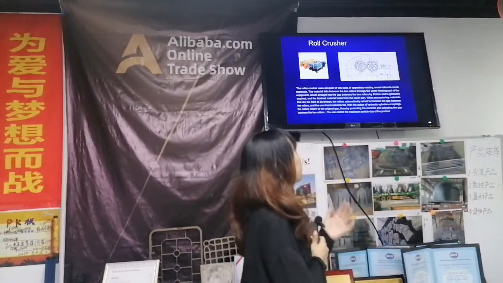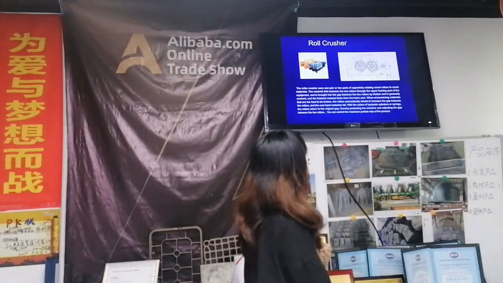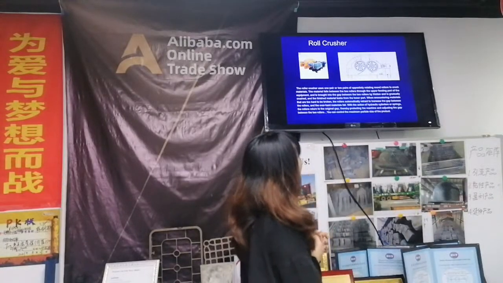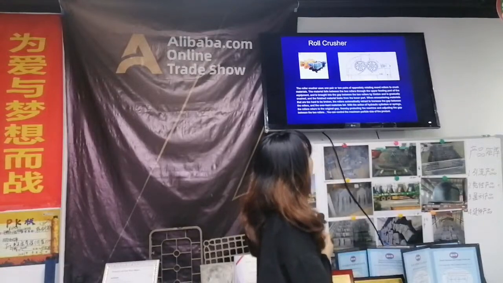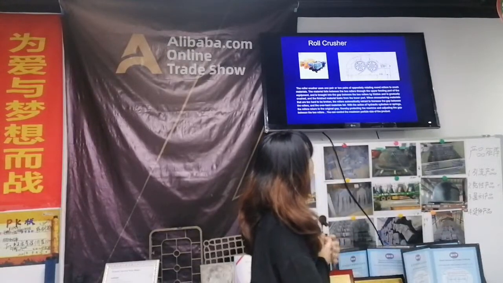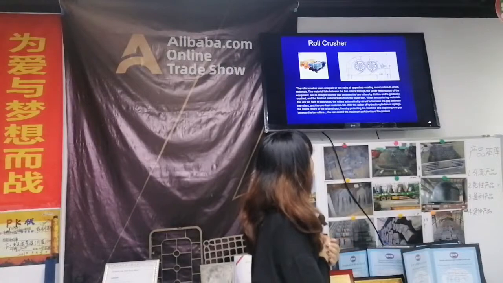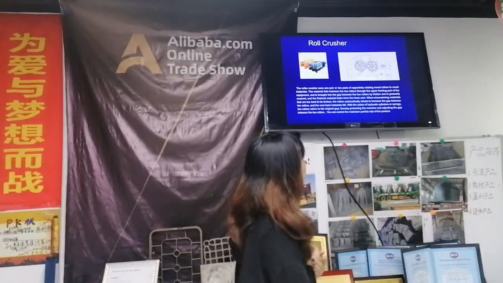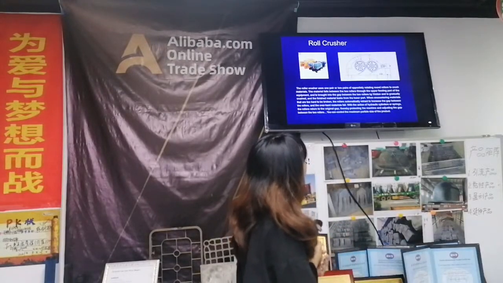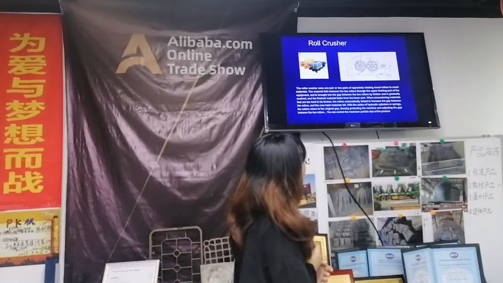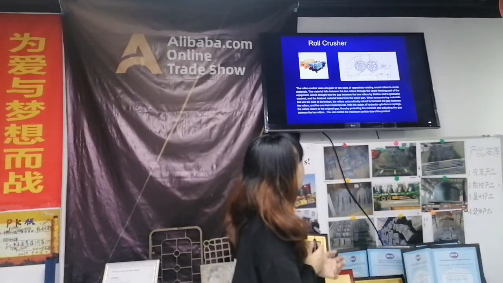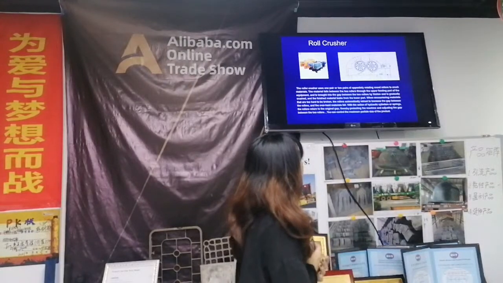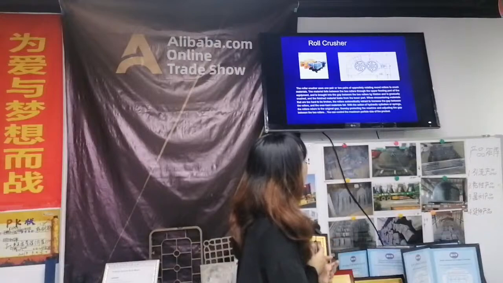Roll crusher, there are two pictures, you can see it. The roll crusher uses one pair or two pairs of oppositely rotating rollers to crush materials. The materials fill between the two rollers through the upper feeding hole of the equipment and are brought into the gap between the two rollers by friction and gradually crushed, and the finished materials leak from the lower part.